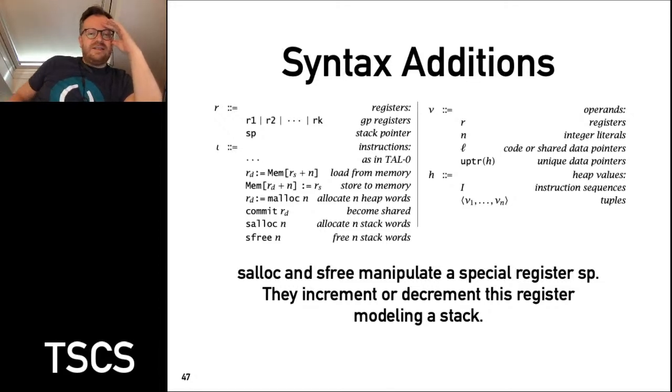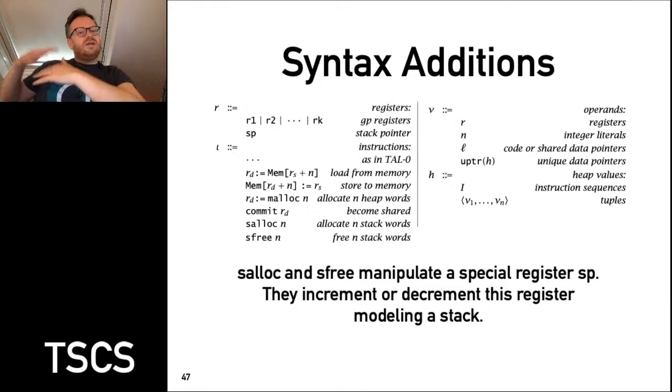Then you have this salloc and sfree instruction that allocates so-called stack words and frees stack words, and there is a special register sp for the stack pointer. This salloc and sfree increment and decrement this register, so we can model a stack. So we can actually allocate things on the stack. We will see this in the program in a second.